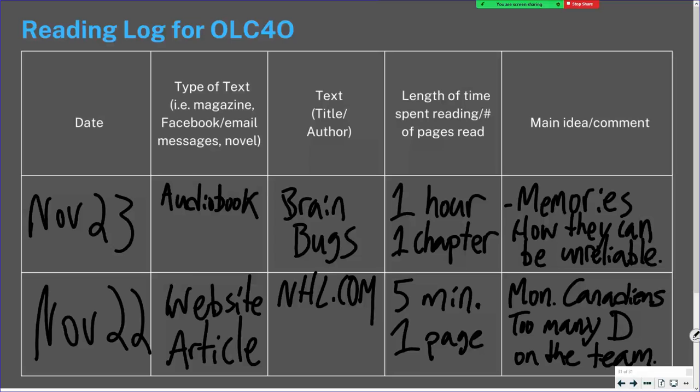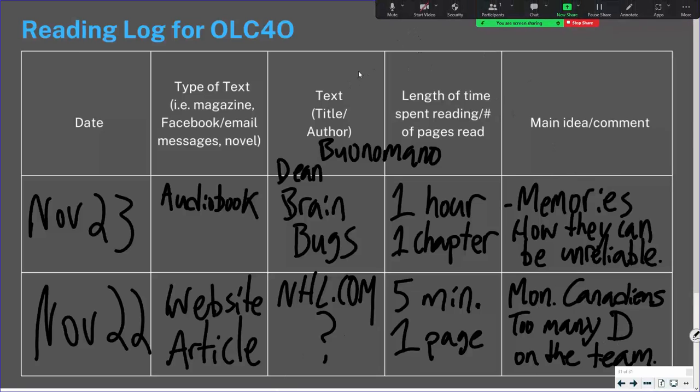For that Brain Bugs book, I'm just looking it up. That's this guy named Dean, something very Italian or Spanish. Buonomano. I don't know who the author was here. I'll have to look it up. But yeah, that's how that's done. Okay, that's how you do your reading log. Fill in as much as you can, and make note of what you're reading. It doesn't matter what you're reading as long as you're reading it, and you write down as much information about it as you can.